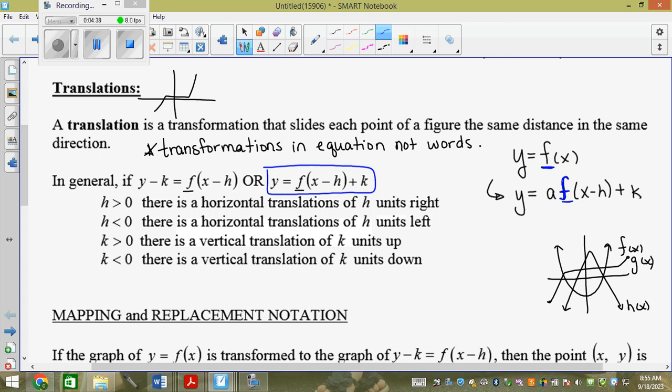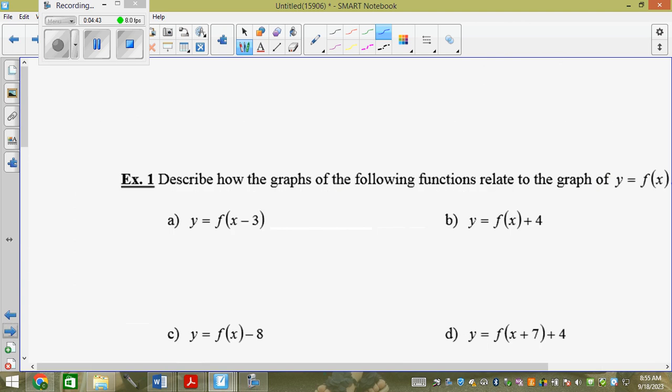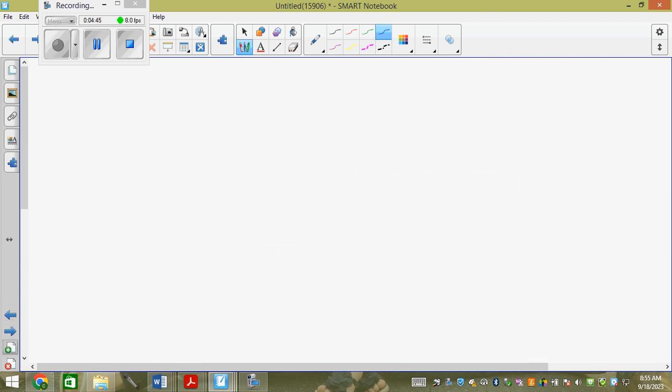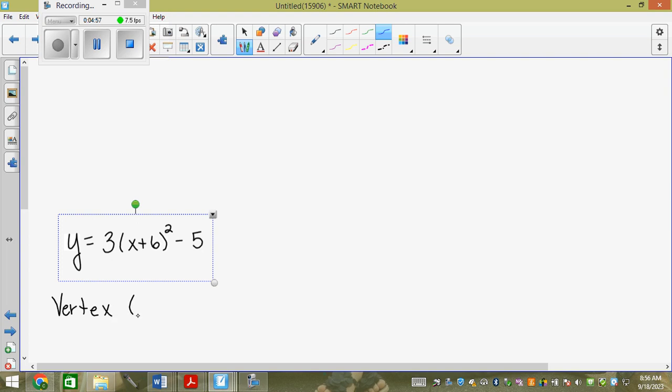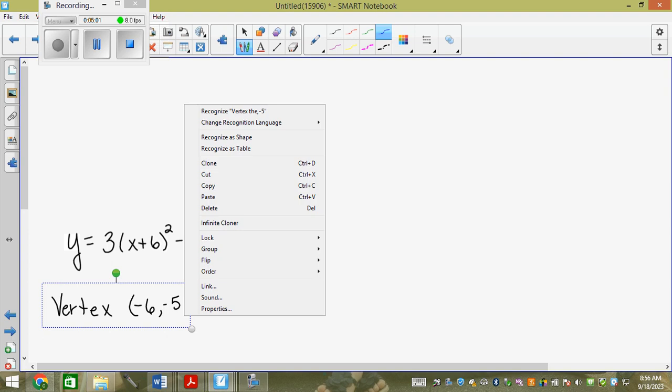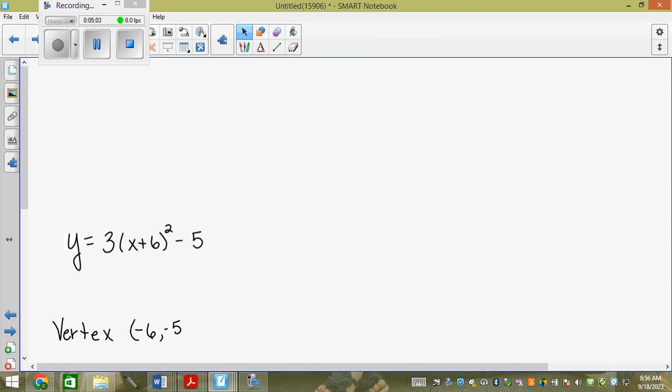Do you remember last year when you did quadratics? When you were given y equals 3 times x plus 6 squared minus 5, do you remember what the vertex was? -6, -5. Yep. Why was it -6 and the 5 stayed the same? Because you're minusing the number. So if you're minusing a -6, then it becomes positive.